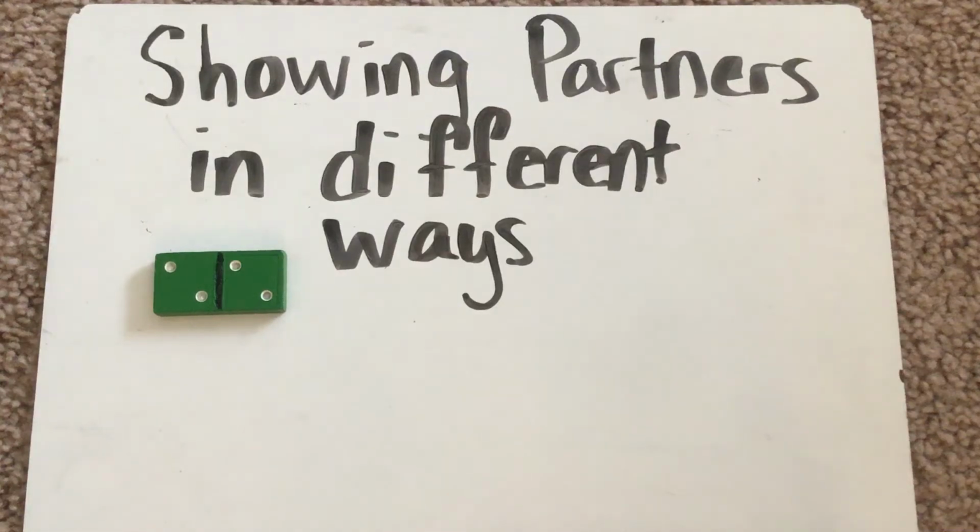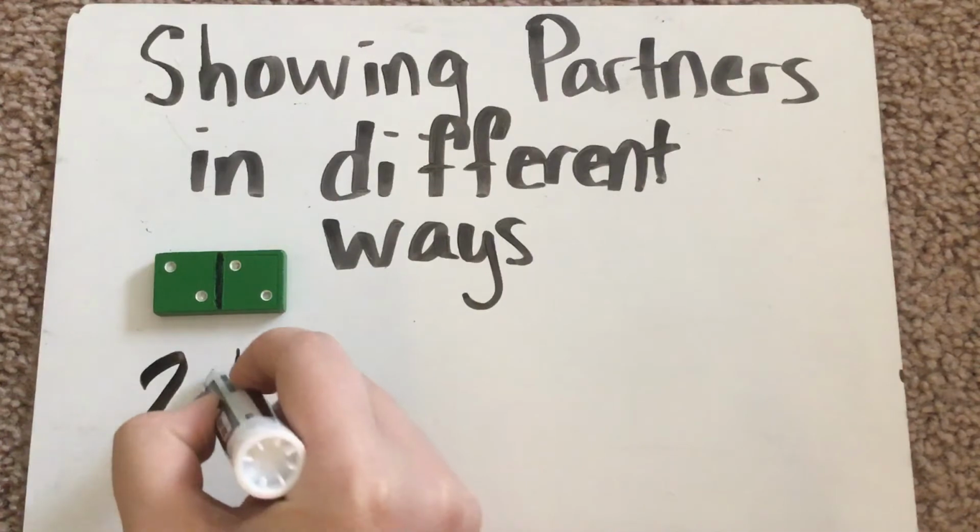Class, we've talked about how we show numbers in different ways. We can also show our partners in different ways. So right here, I've picked out a domino that has partners on it. So we learned in other videos that we can use these dominoes to write an equation. Let's try and do that.